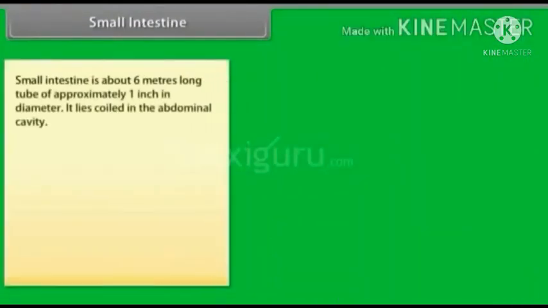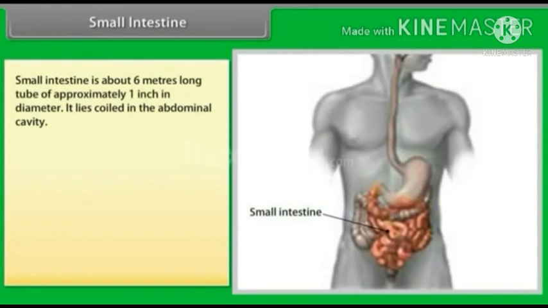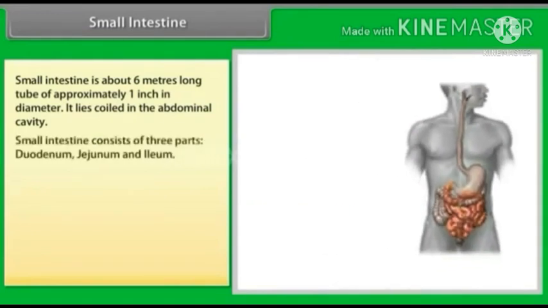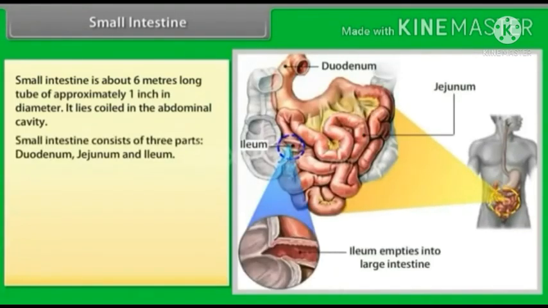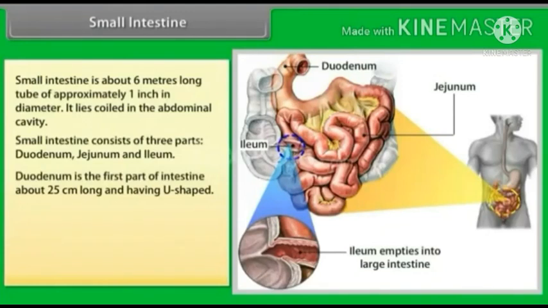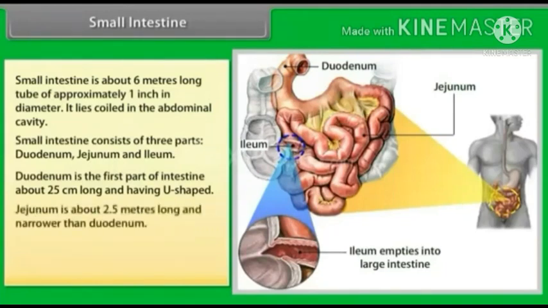Small intestine. The small intestine is about 6 meters long, a tube of approximately 1 inch in diameter. It lies coiled in the abdominal cavity. The small intestine consists of 3 parts: duodenum, jejunum and ileum. The duodenum is the first part of the intestine, about 25 cm long and U-shaped. The jejunum is about 2.5 meters long and narrower than the duodenum. The jejunum and ileum do not have a clear-cut separation.